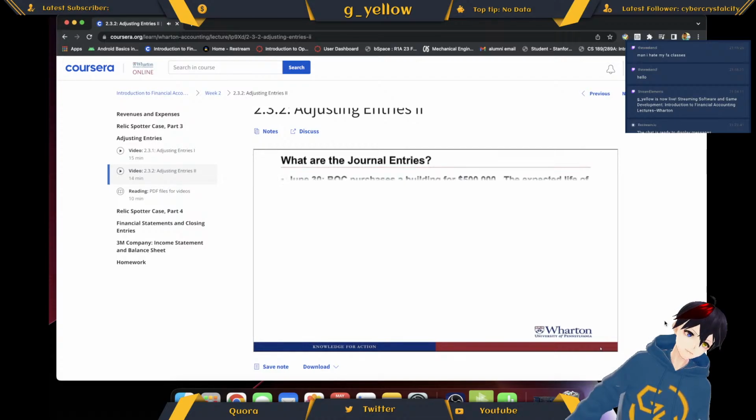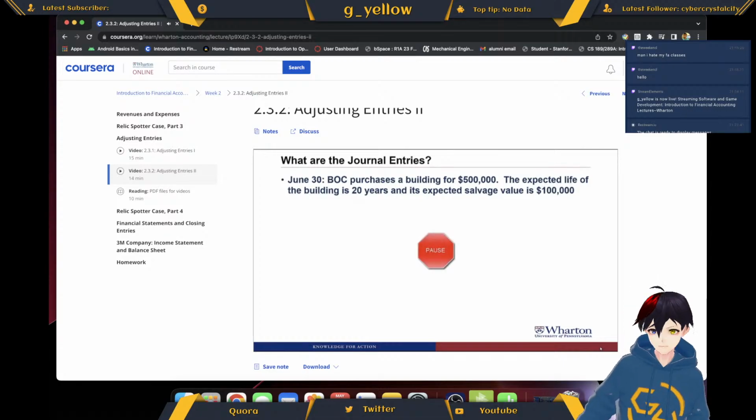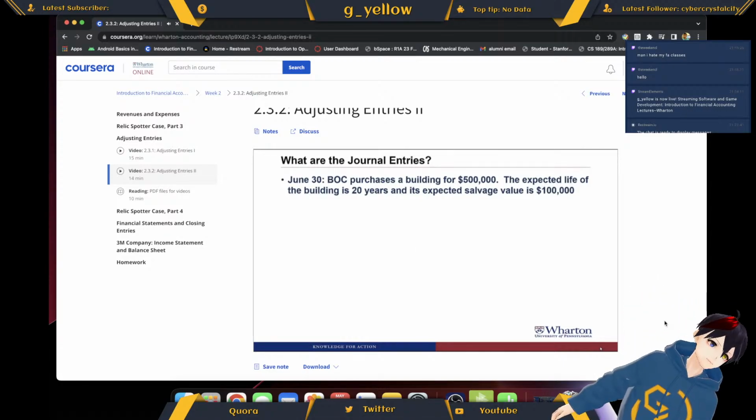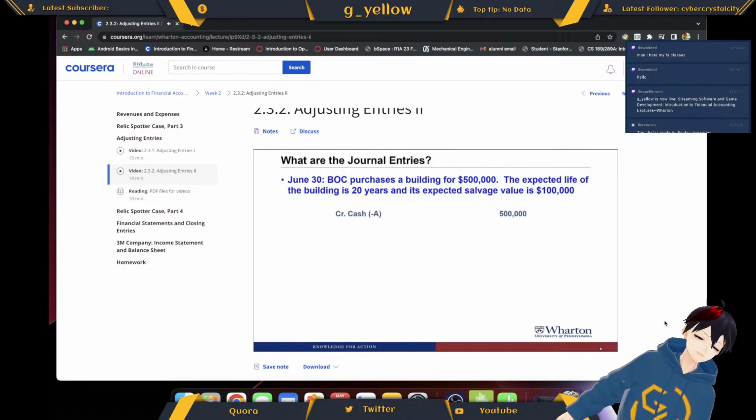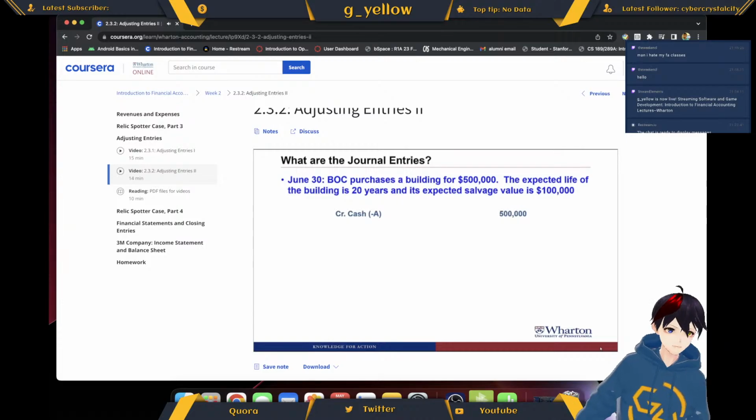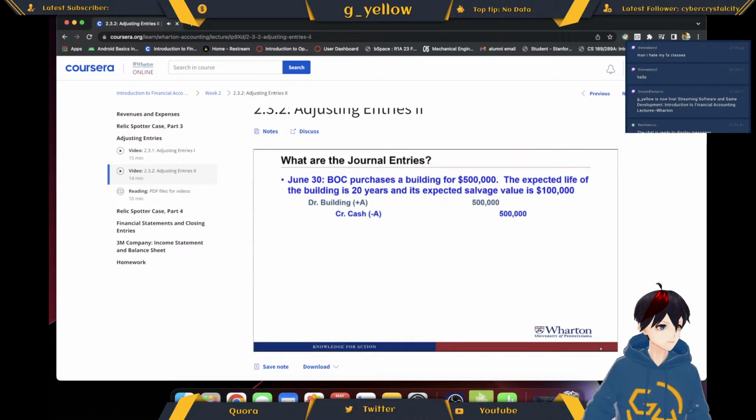Next series of transactions, it's June 30th. BOC purchases a building for $500,000. The expected life of the building is 20 years, and its expected salvage value is $100,000. At this point, we have to account for purchasing the building, but we're not going to do any depreciation yet because we just bought the building. We paid $500,000 cash, so we credit cash $500,000. We received a building, it's an asset, so we debit building for $500,000.